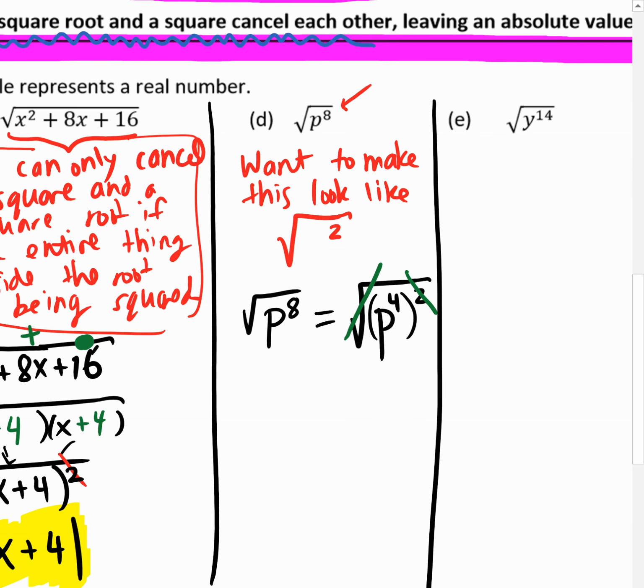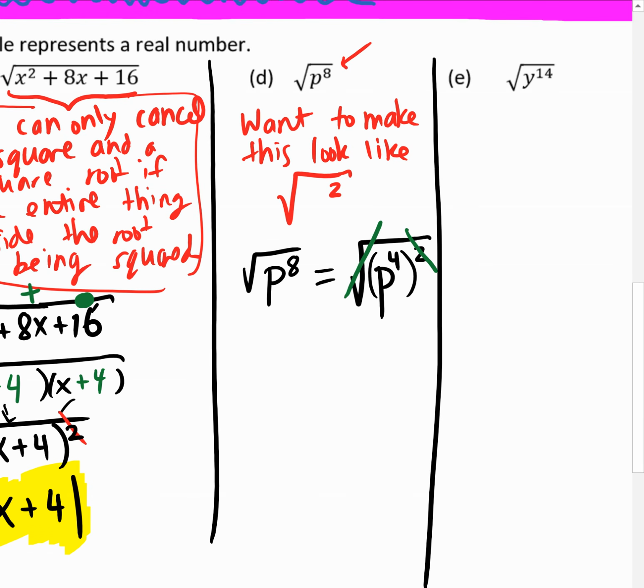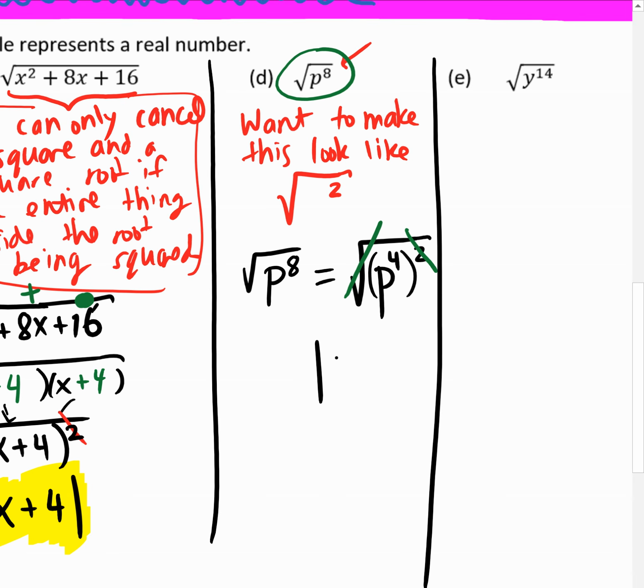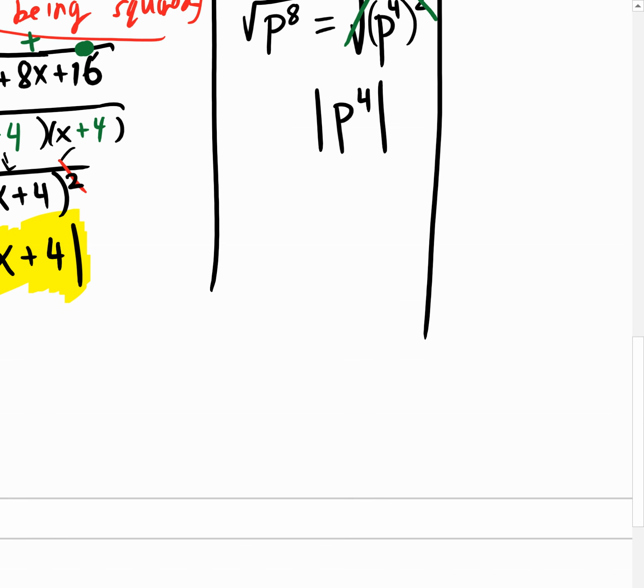So I remember that the square root can only cancel with a square. So even though I was given an 8th power, I kind of manipulated it until it looked like a 2nd power. Alright, now that the square root and the square cancel, I'm left with what was inside the root, p to the 4th, and absolute values. Now this is the tricky thing now. If you think about it, okay, p has an even power. Even exponents. One thing I can say is they always create positive numbers, right?